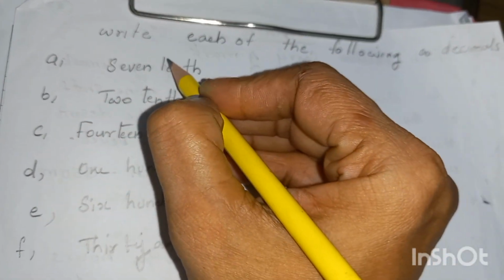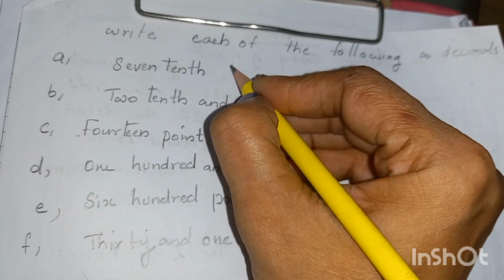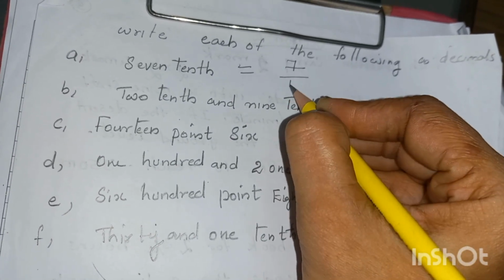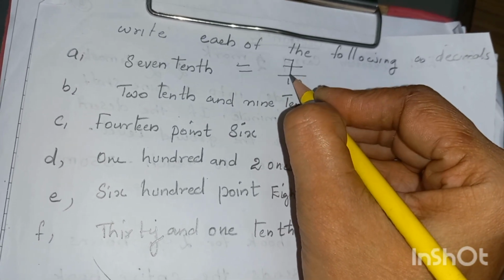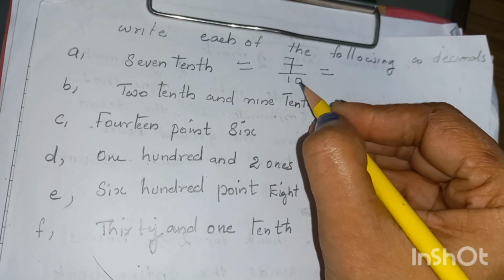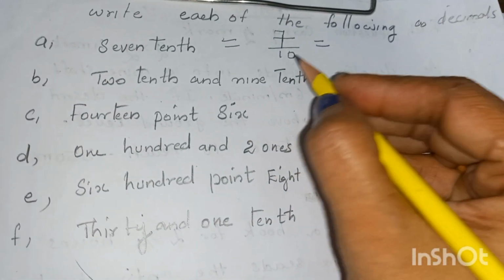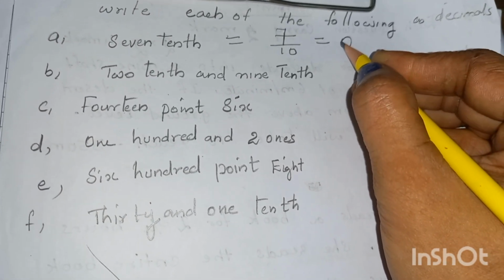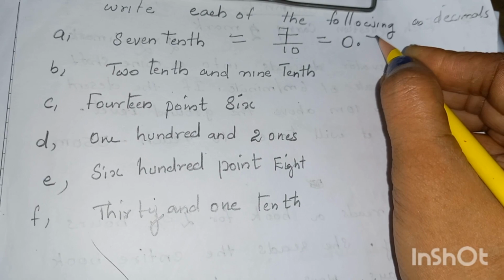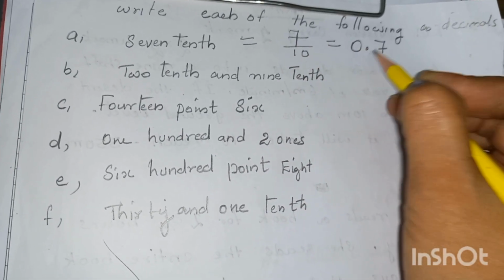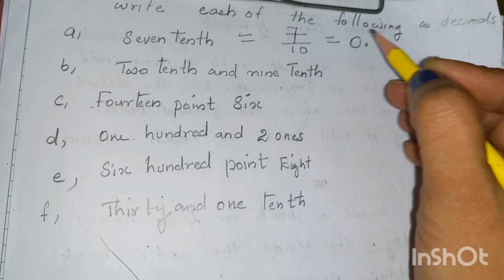Write each of the following as decimals. 7/10. 7/10, how can we write 7/10? 7 by 10. How can we write in decimal form? In 10 how many zeros are there? Only one 0 is there. So we can write 0.7. Only one decimal place you can see. See, one decimal, from here only one decimal.